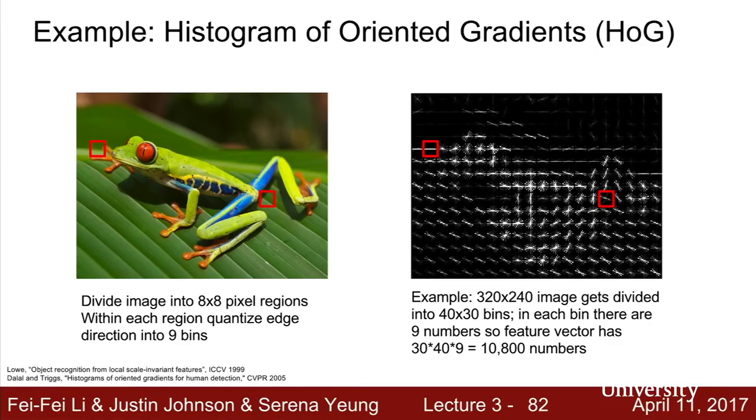So maybe for this frog on the left, you can see he's sitting on a leaf. And these leaves have these dominant diagonal edges. If you visualize the histogram of oriented gradient features, you can see that in this region we've got a lot of diagonal edges that this feature representation is capturing. This was a super common feature representation, used a lot for object recognition, actually not too long ago.